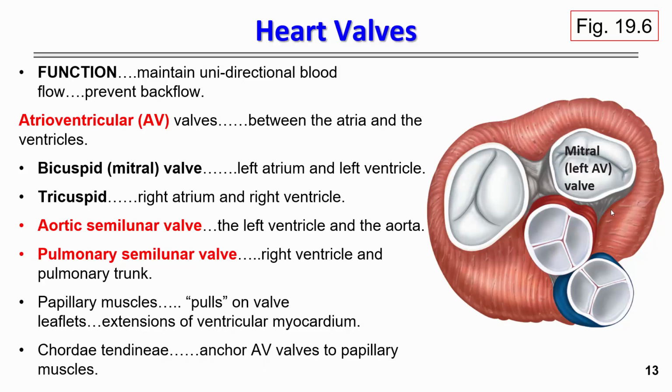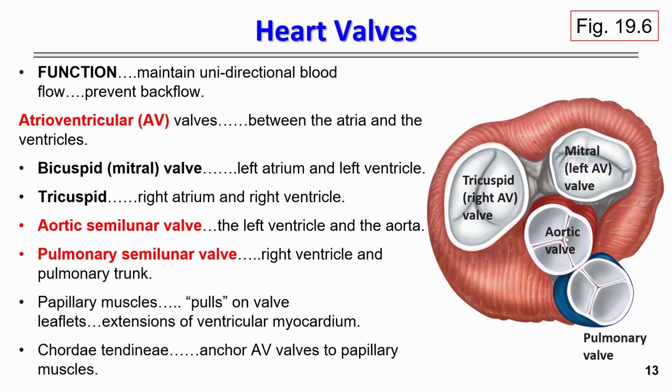And so on this picture on the right here, we see the mitral valve on the left hand side, and it has two cusps. The three cusps make up the tricuspid valve, and these are the two AV valves. The valves here have three components, both the aortic valve and the pulmonary valve.